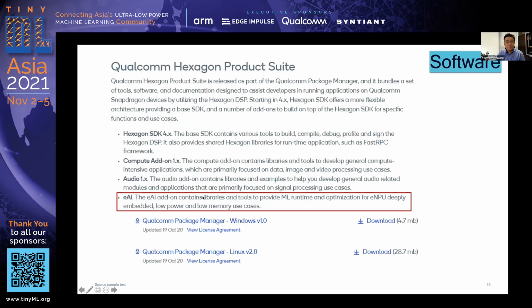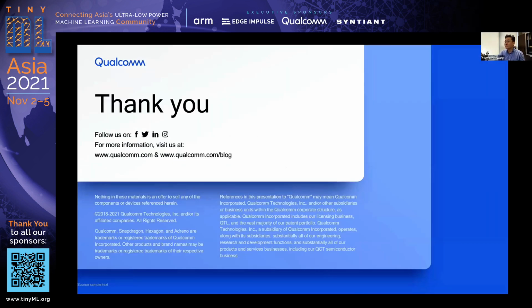And also, if you see the software package, there's an eAI add-on that provides a very lightweight ML runtime that is optimized for the eNPU hardware accelerator. So these are the framework for tinyML in Qualcomm. So, any questions?